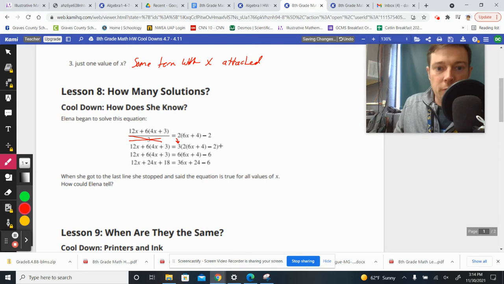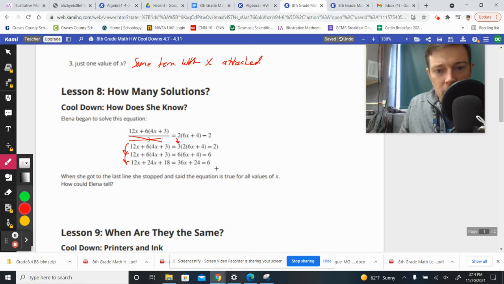Then from here to here, it appears she multiplies the 3 times the 2 to get 6, and the 3 times this 2 to get 6. There's no need to multiply the 3 times the things in the parentheses yet, because that is a factor of this product of 2 times that group. The 3 times the 2, the 3 times the 2, that's multiplying that entire side by 3. And then from this step to this step, it appears Elena is distributing: 6 times 4x, 6 times 3 is 18, 6 times 6x, 6 times 4. So that's the distributive property.